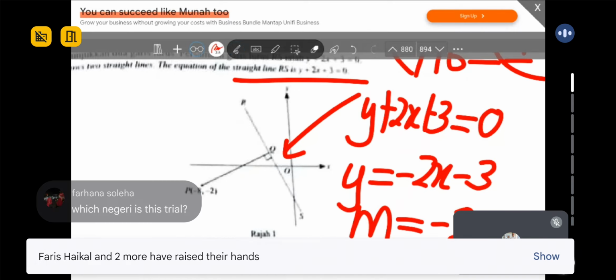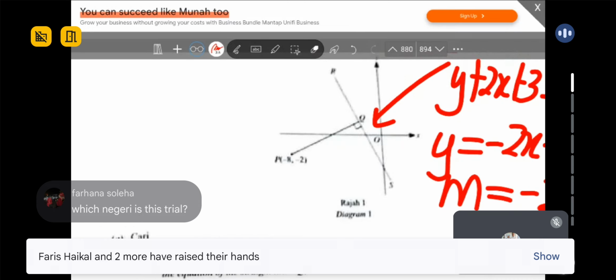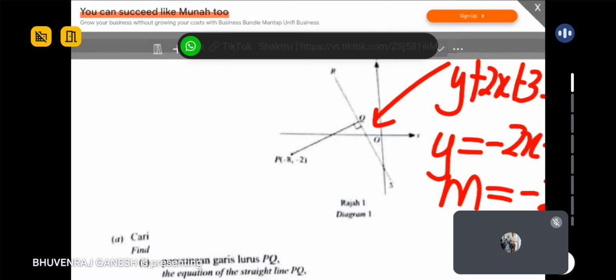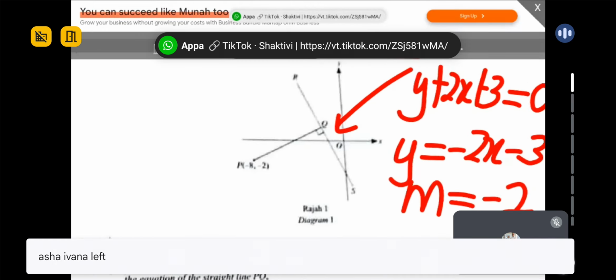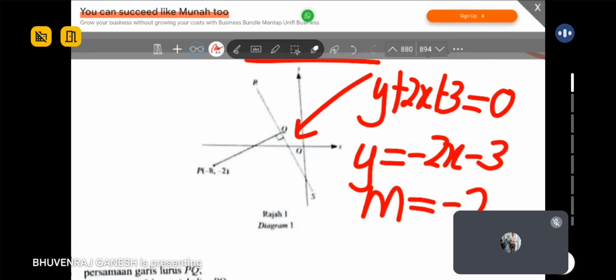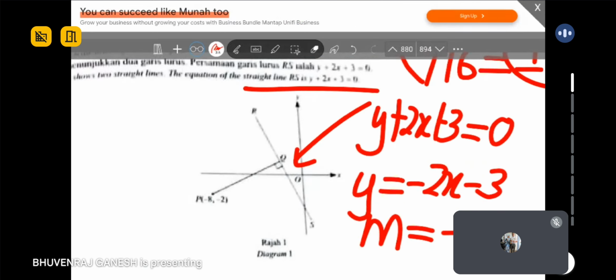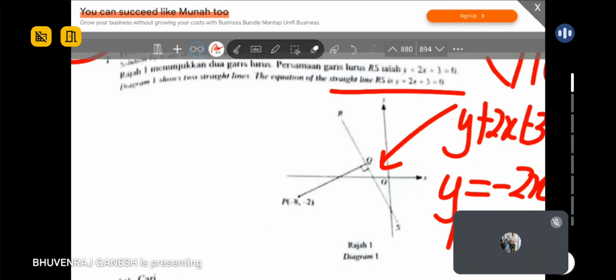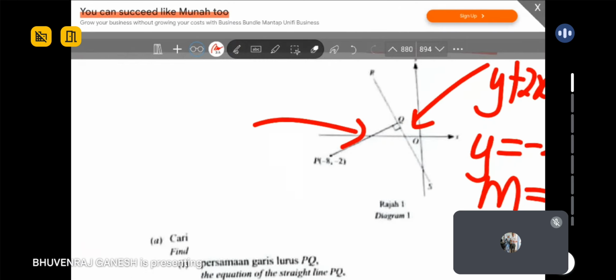Alright, so let us see the question. Lihat soalan. Okay, they ask you to find the equation of PQ. Guys, to everyone here, this is actual SPM question. Ini adalah soalan sebenar SPM, bukan trial negeri. Soalan sebenar SPM 2022. Alright, 2022. Okay, so now they ask you to form the equation of PQ, guys. Cari persamaan PQ.